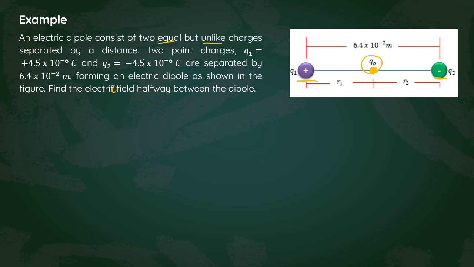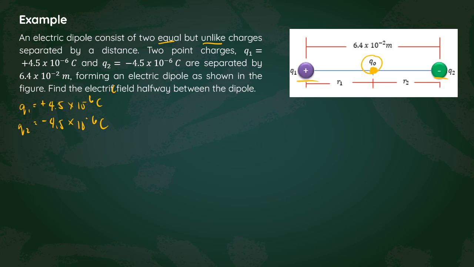So what are our given values? Again, you have your Q1, which is positive 4.5 times 10 raised to negative 6 coulombs. And then the charge for particle 2, that's negative 4.5 times 10 raised to negative 6 coulombs. And we have the distance between the two particles, which is 6.4 times 10 raised to negative 2 meters.